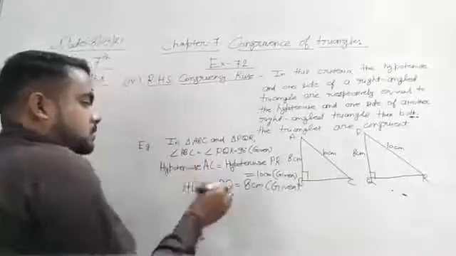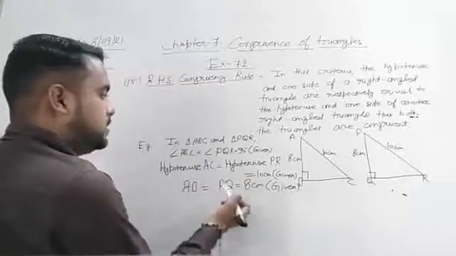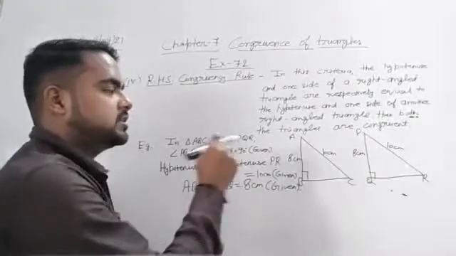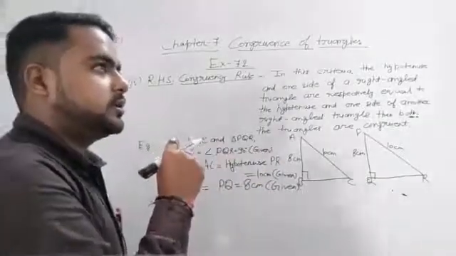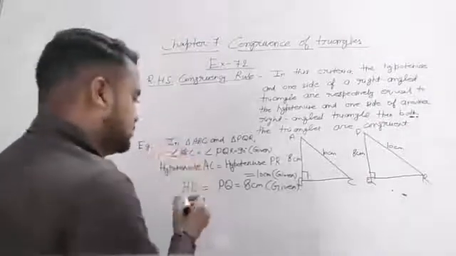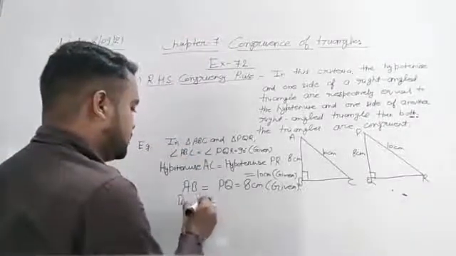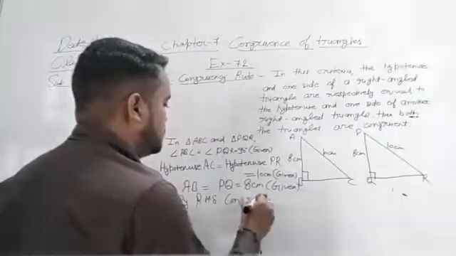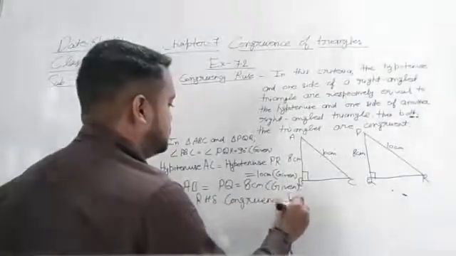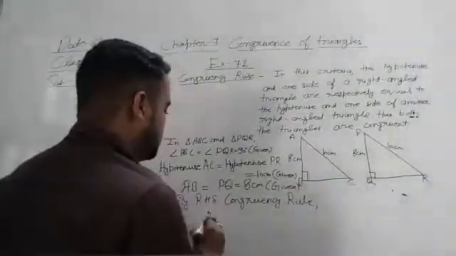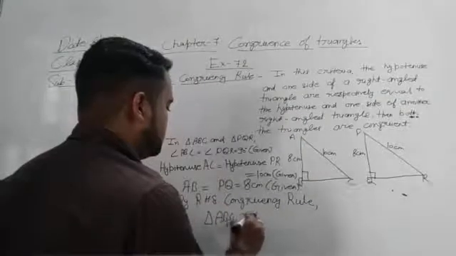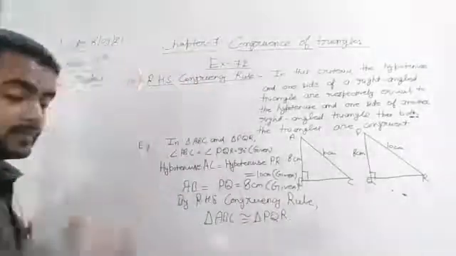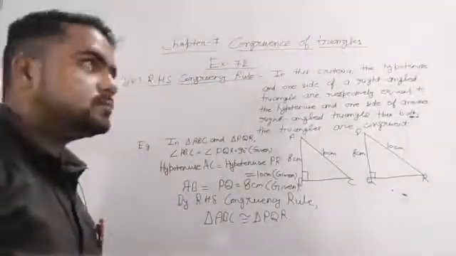So the hypotenuse, one side and the right angle in both the triangles, triangle ABC and triangle PQR, are equal to each other. So by RHS congruency rule, triangle ABC is congruent to triangle PQR. Okay.